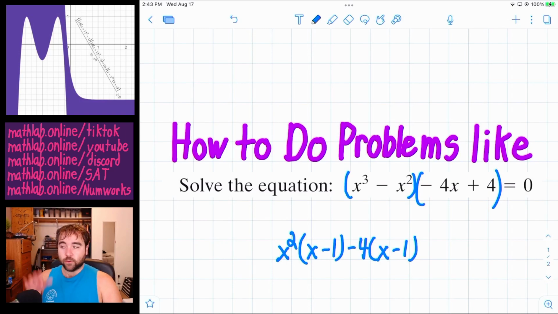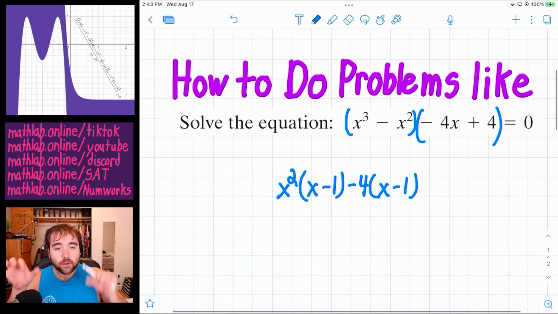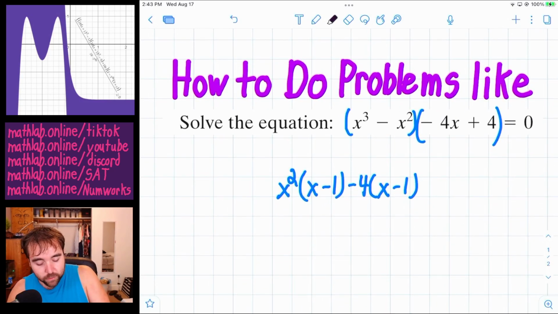So look what we did. We grouped it. I mean, these are all kind of obviously legal things. We factored an x squared out from the first part, factored out a negative 4 from the second part. But now look what we have. Now it's like we have two different things again. And look at what both of these things have. Both of these things have an x minus 1.